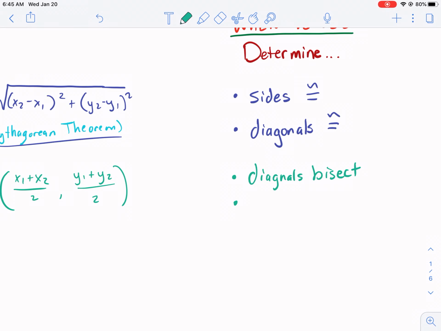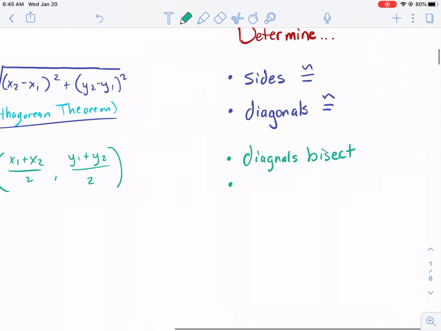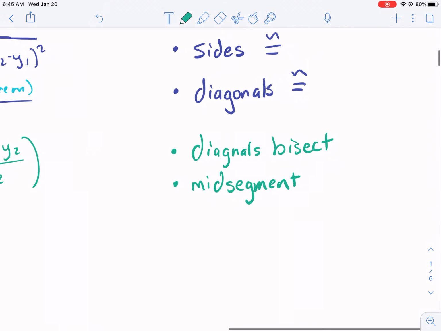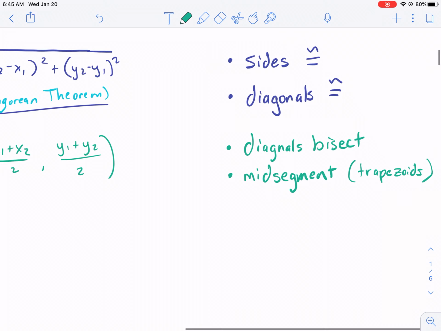So if we know it's a parallelogram, we can determine some other things about it. Or we can determine a midsegment. Is something a midsegment? Or we could find a midsegment. The midsegment is especially useful for trapezoids. That is just something to keep in mind. Midsegment, think trapezoids. But you can use a midsegment for anything.